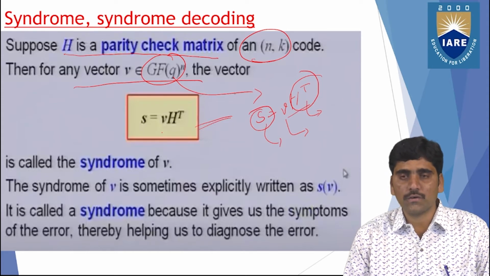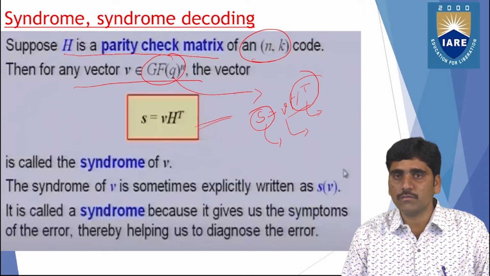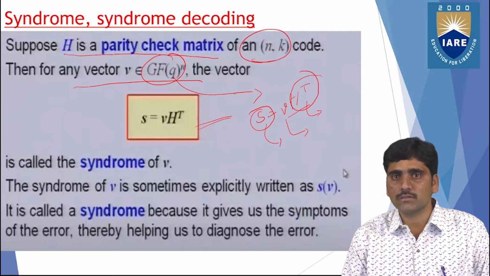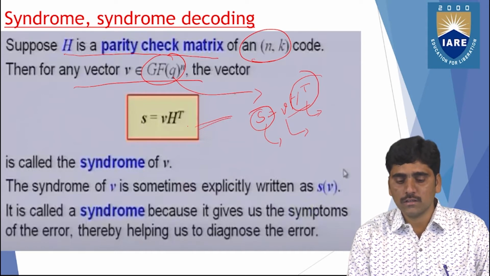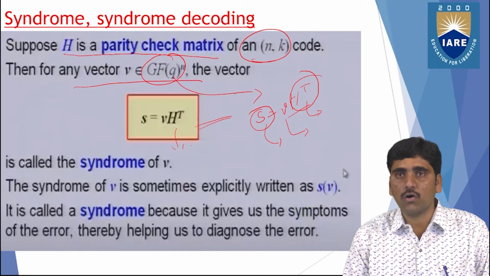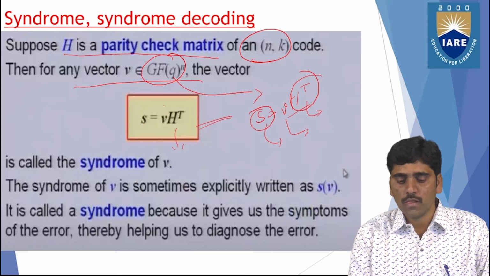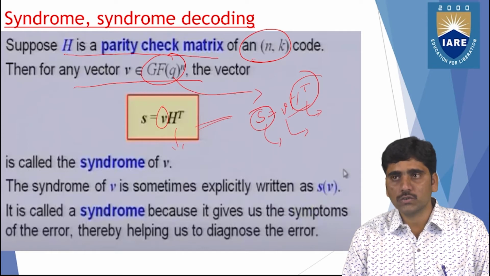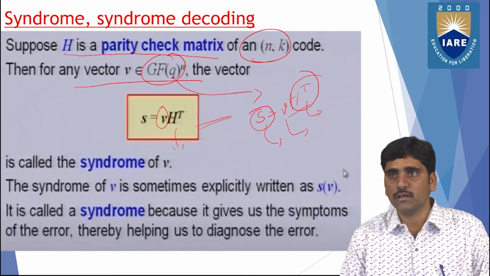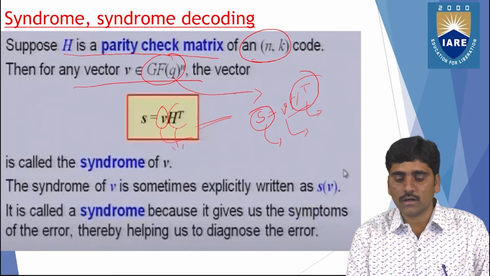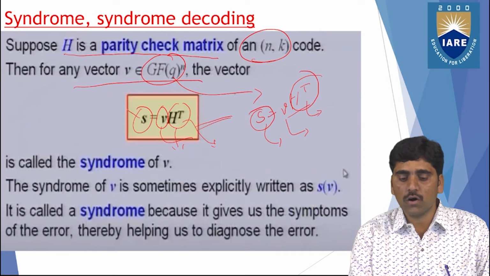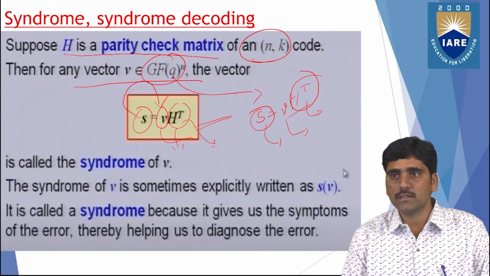By using this formula, you can identify the symptoms that will occur to detect the errors. This is called the syndrome of V. So S equals V H transpose, where V is the vector, H transpose is the parity check matrix, and S is the syndrome of this V.